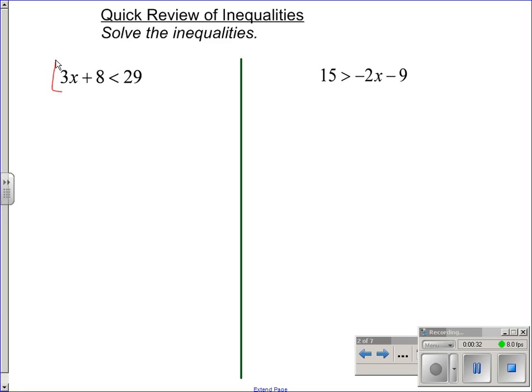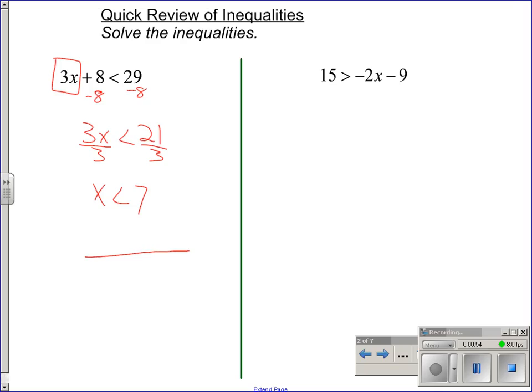So we want to get the x term by itself first. So we're going to subtract 8 from both sides. We get 21. Now we want to get the x by itself. So we're going to divide by 3. X is less than 7. And that's solving an inequality. Okay, all the steps are the same as if it was an equal sign.